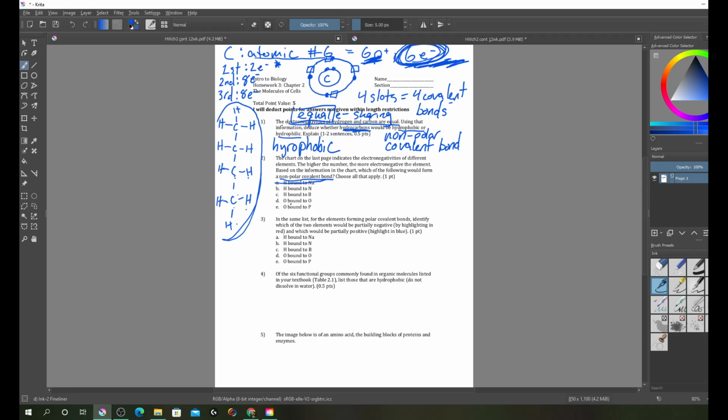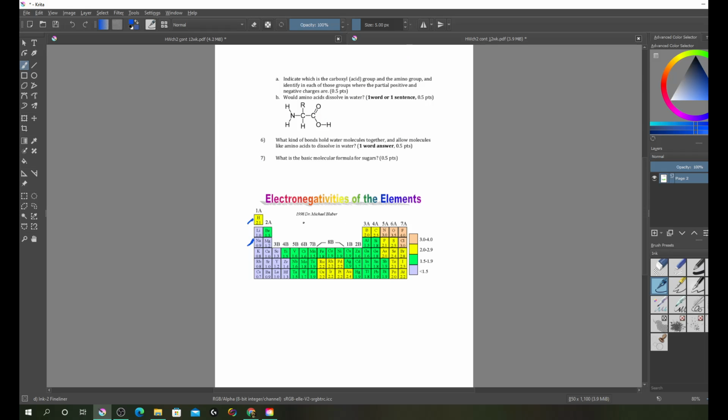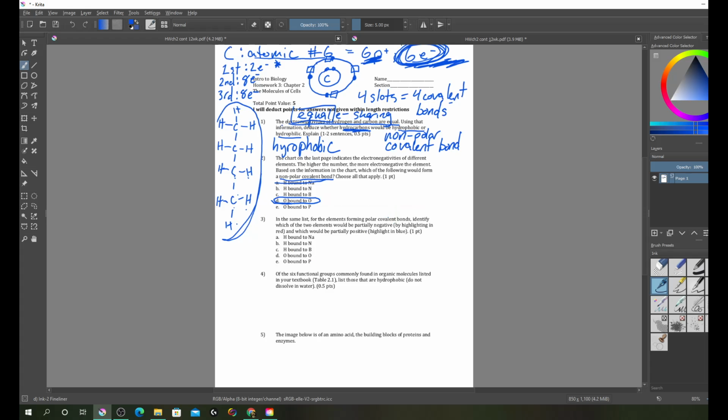Actually, I'm just going to skip down to D, oxygen bound to oxygen. Obviously, oxygen is equally strong as oxygen, so we're just going to circle that. That's nonpolar. Equal sharing, nonpolar. Okay, how about hydrogen to nitrogen for B? Let's just check. All right, these are the electronegativities. There's hydrogen and, what was it, nitrogen? Are they the same color? No, different. Not equal. So that is a polar covalent bond because there's not equal sharing, because they're not the same strength. They're not the same electronegativity.